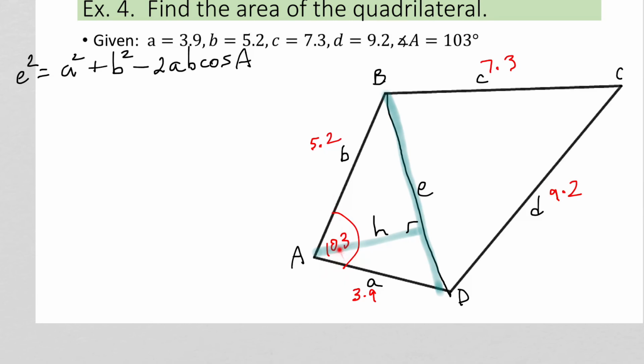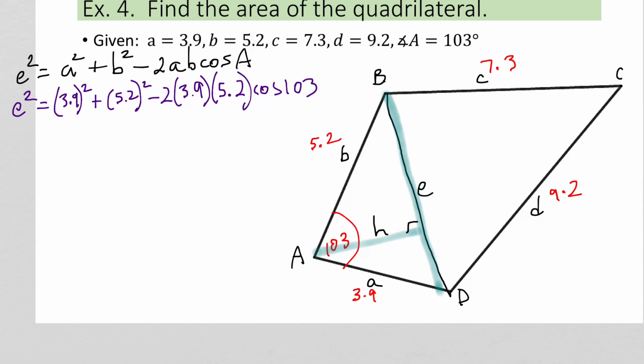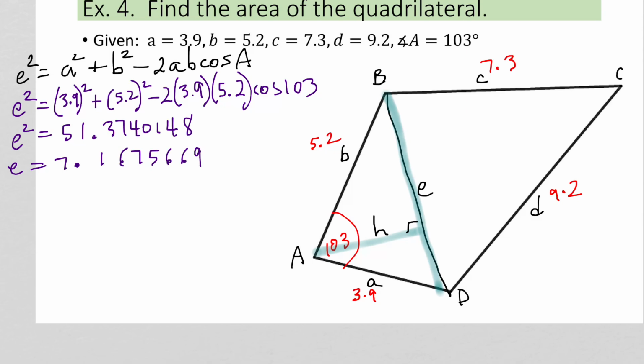Now I substitute in my known quantities. The only thing I don't know is this side here, E. I know everything else. So I substituted all my quantities in, and I plug that into the calculator, and I get E squared is equal to this quantity here, and then I take the square root of that number to get E. So now I have my side E. That's my base. So now I need to find my H.